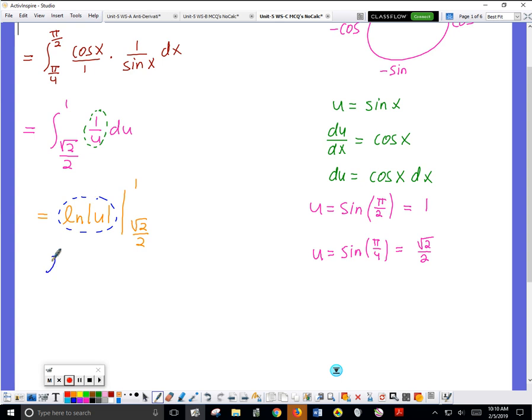So now I say natural log. Absolute value of 1 is just 1. This is a positive number, so I don't need absolute value either. If that's the written portion of the AP test, I've just received full credit.